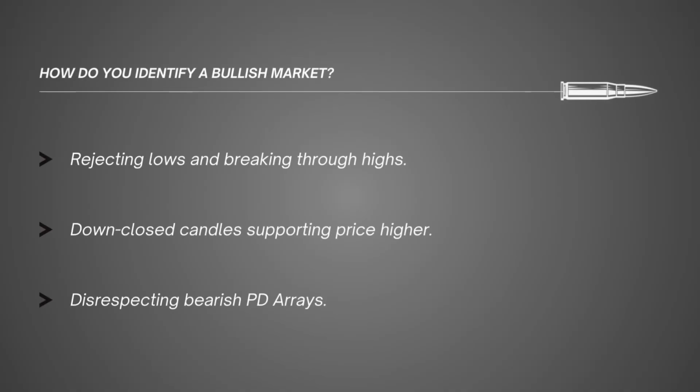We can spot a couple of things on the chart which can aid us in determining a bullish market. First of all, we can see price action rejecting lows and breaking through highs. We can see those down close candles supporting price higher. So we'll be using the PD array matrix for that and disrespecting those bearish PD arrays.